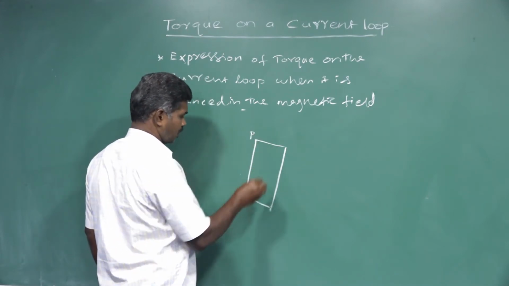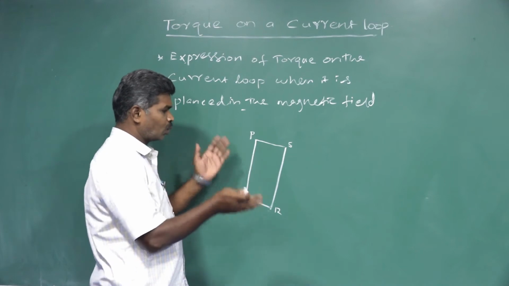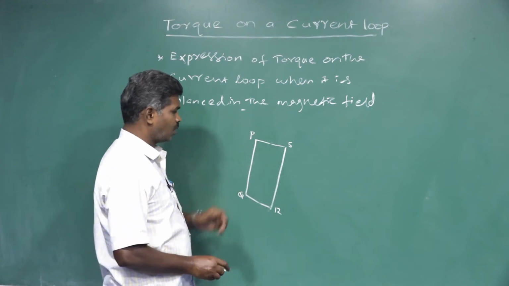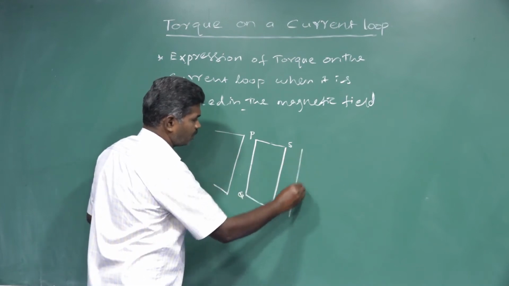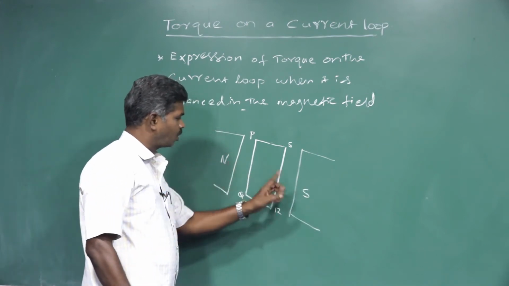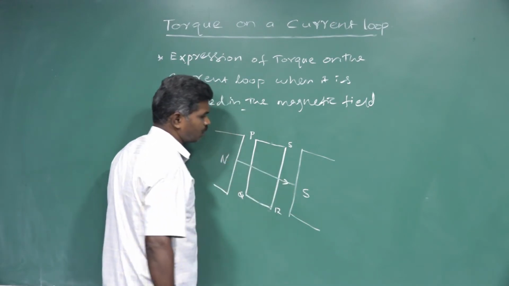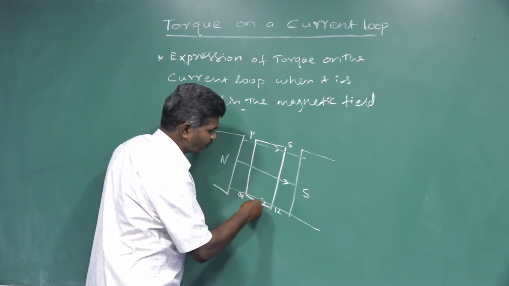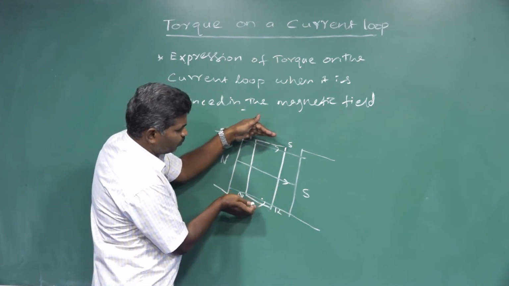The loop ends are named PQRS. Of this loop, these two are length sides and these two are breadth sides. This is placed in a uniform magnetic field. We are using a magnet which has a north pole and a south pole. The magnetic field acts from north pole to south pole, from the beginning to the end of the loop, producing a uniform magnetic field.